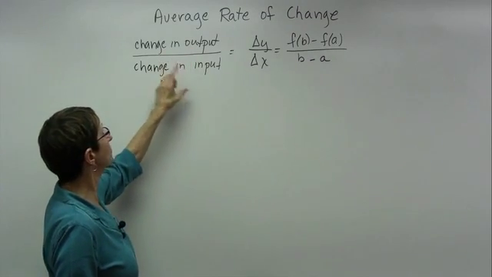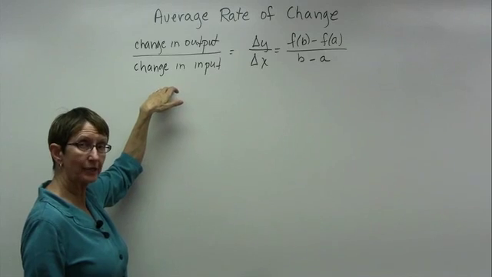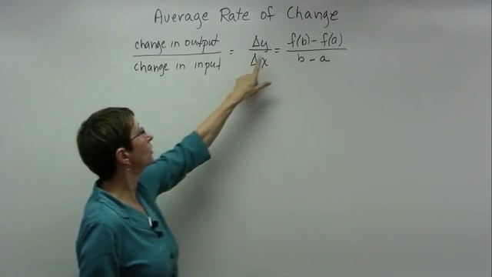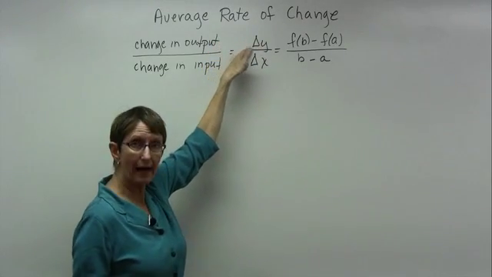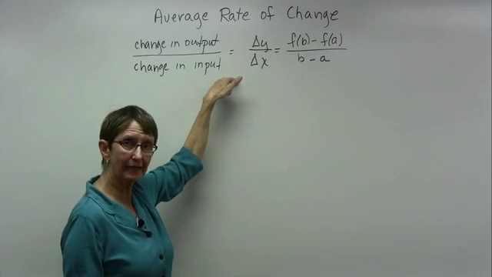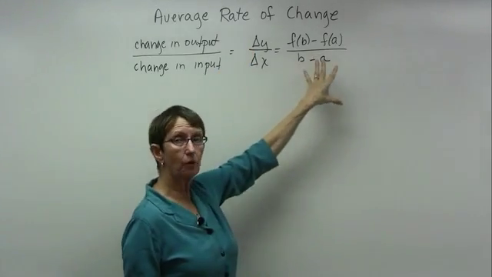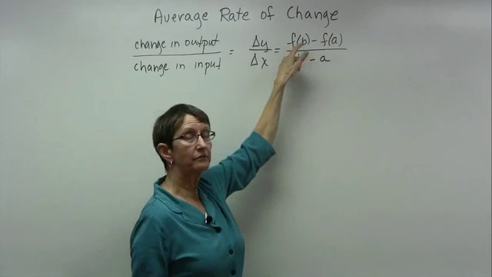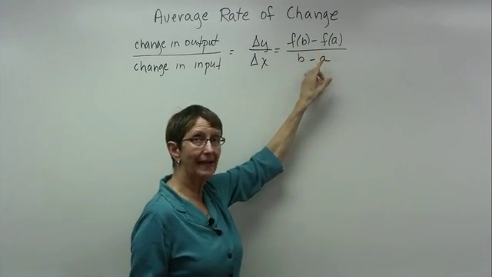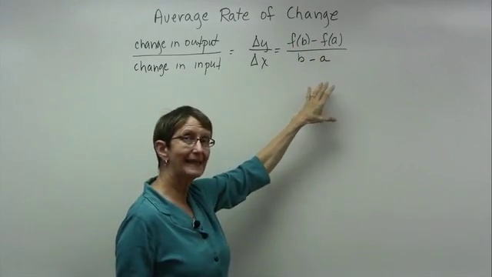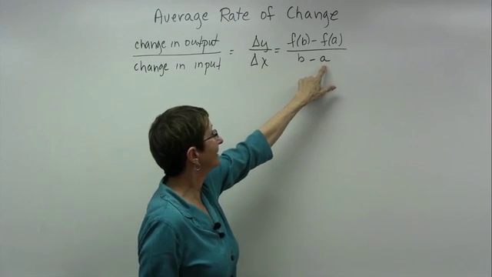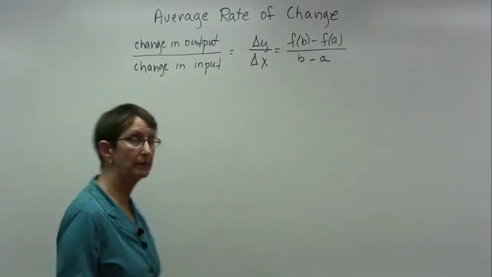Average rate of change is the change in output over the change in input. So usually that would be delta y, change in y, over change in x. And we can also write that as f of b minus f of a over b minus a. This is our interval from a to b.